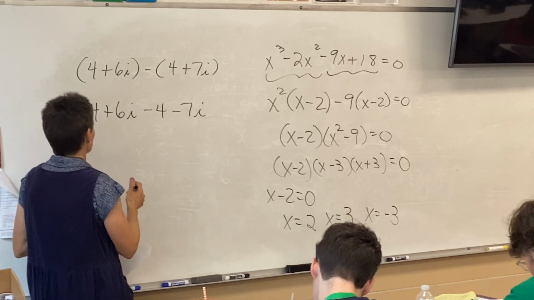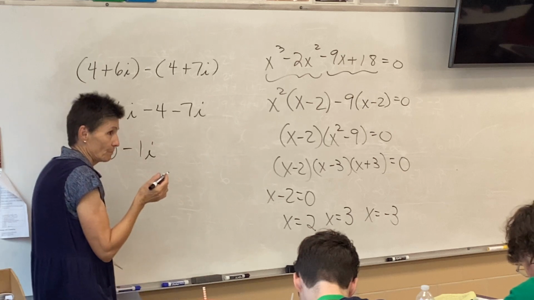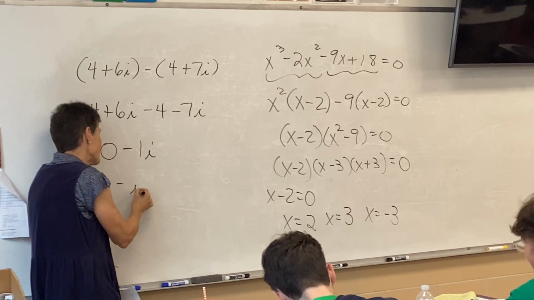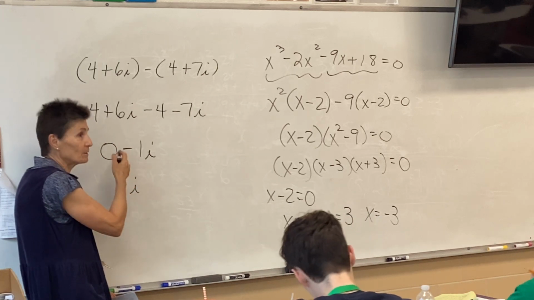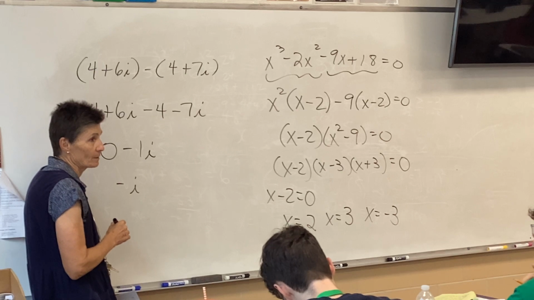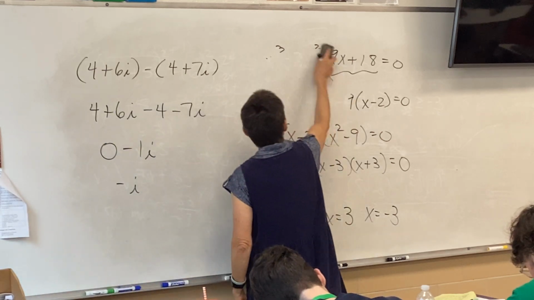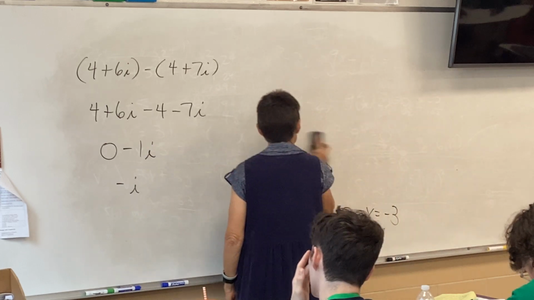0 minus 1i. Do you want us to put that 0? You do not have to put the 0, and you do not have to put the 1. You could write just negative i. It doesn't matter to me whether you put the 0 and the negative 1. How do you get that? Because 4 minus 4. Collect like terms.